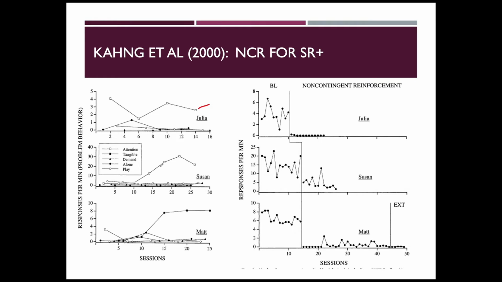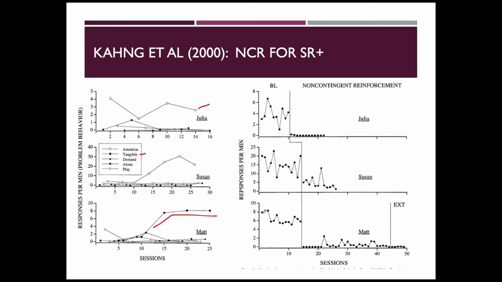Actually, I'm sorry, two different examples. Looks like Susan's problematic behavior is also maintained by attention, but Matt is maintained by access to a tangible item, right? So the non-contingent reinforcement is in the form of the delivery of a tangible item. Let's just say Matt acted out to gain access to his iPad, right?